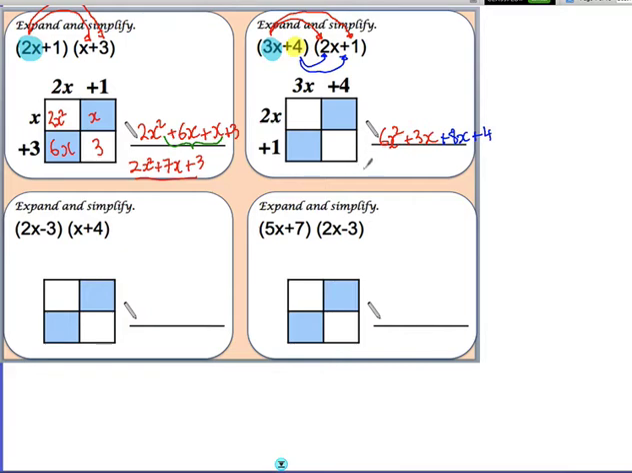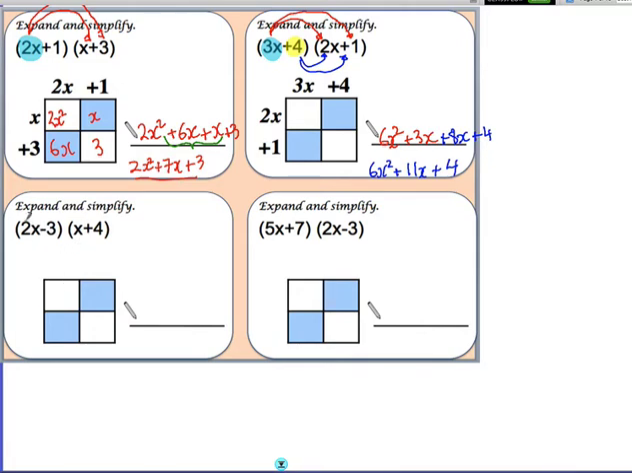And now you simplify. There is no x squared, so you're just left with 6x squared. 3x and 8x together make 11x, and that 4 stays there. There is no other numbers to add with 4. This one here has a negative, and this is the last example I'm going to do.